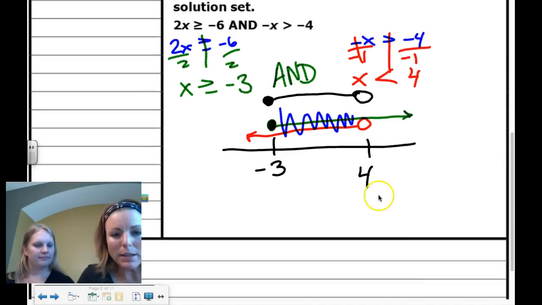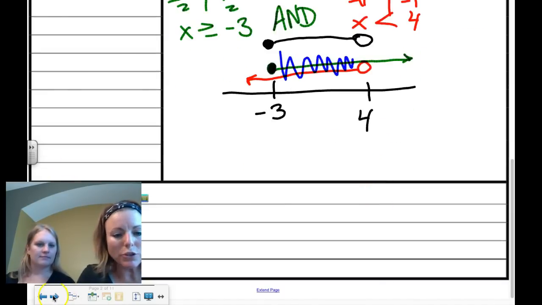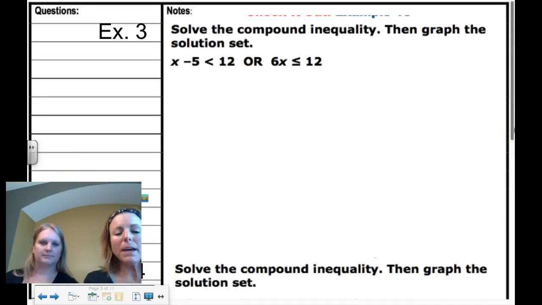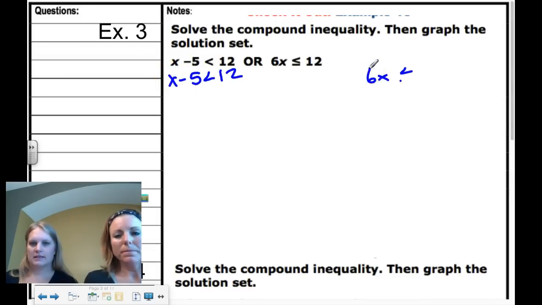All right, let's go on down to the next page, and we are going to do this one. It's a little different still. So we'll write it out. So x minus 5 is less than 12, or 6x less than or equal to 12.